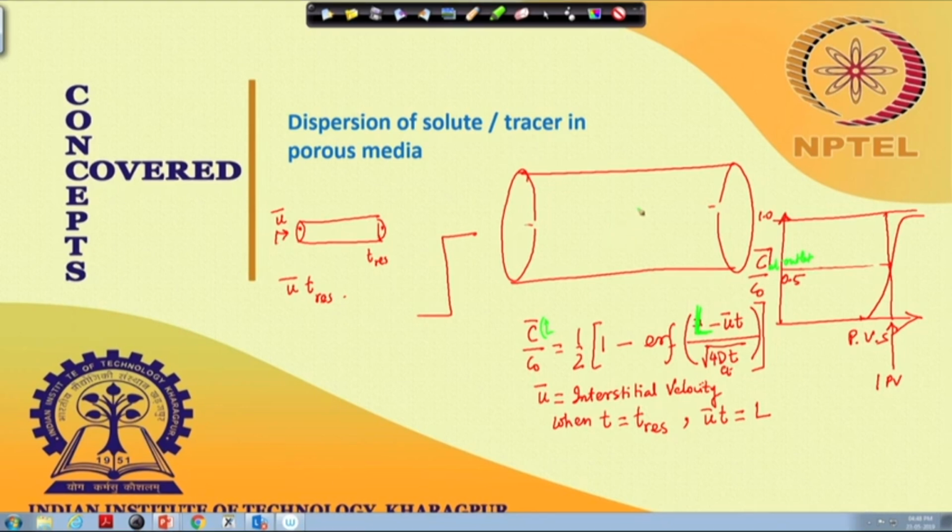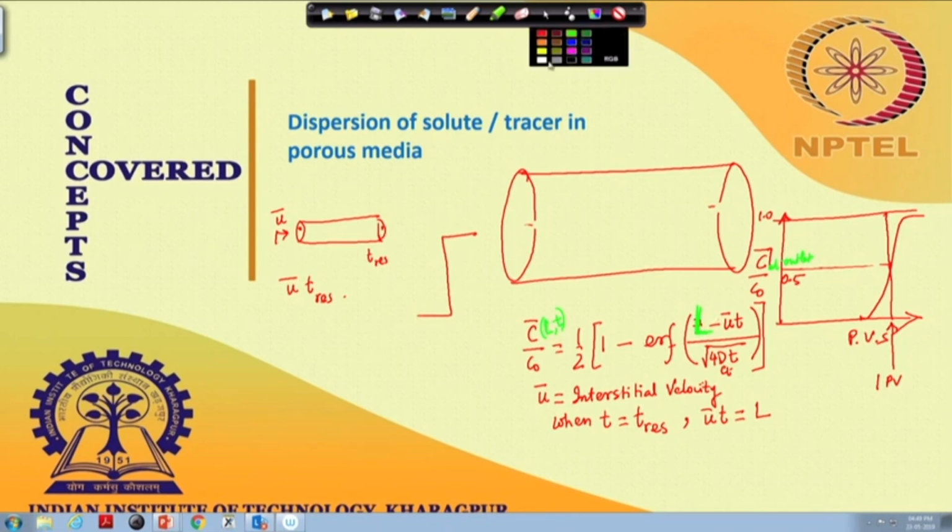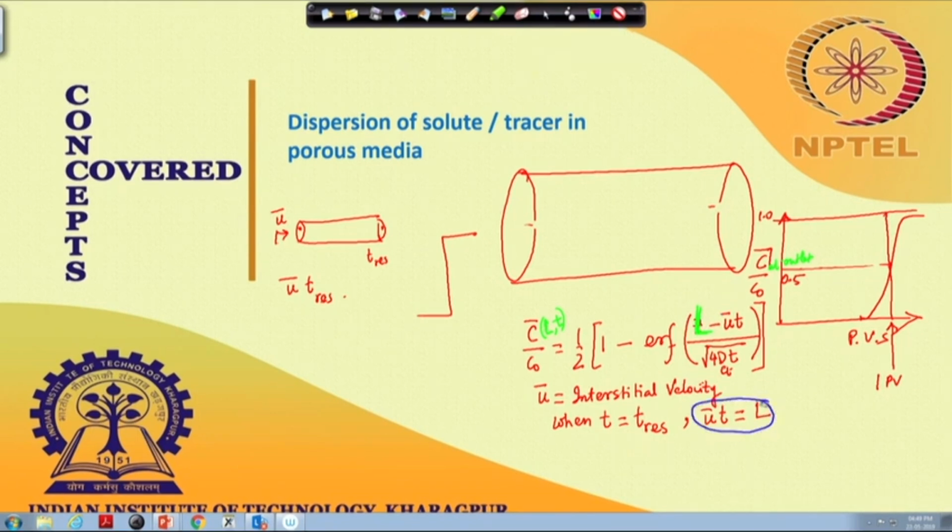For a porous medium, generally it will be easier for me to collect the sample from the outlet and measure its concentration. So naturally, this C bar would be a function of L, T, not Z, T. So automatically, instead of Z, now we will have L, and we said that at t equal to t res, u bar t is equal to L.